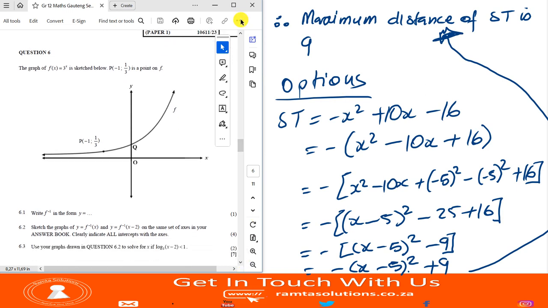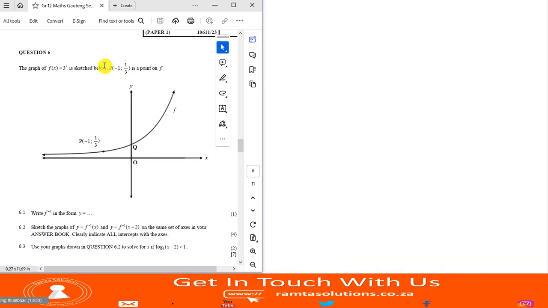Now, let's conclude this section. We will say question 6. Let's see what it has for us. Question 6 says, the graph of f of x is equal to 3 to the x is sketched below. P with coordinates minus 1 and 1 over 3 is a point on f. Okay, cool. They say now, write 6.1, write f inverse in the form of that.